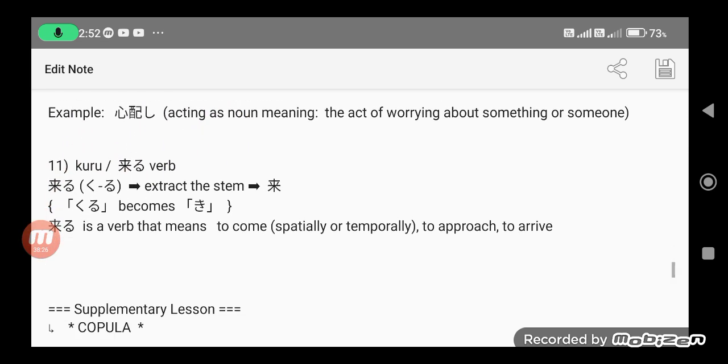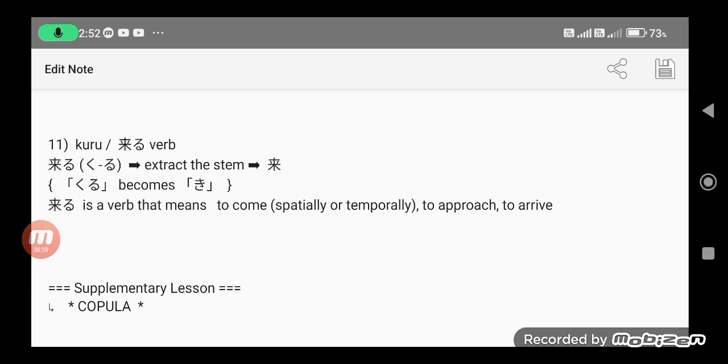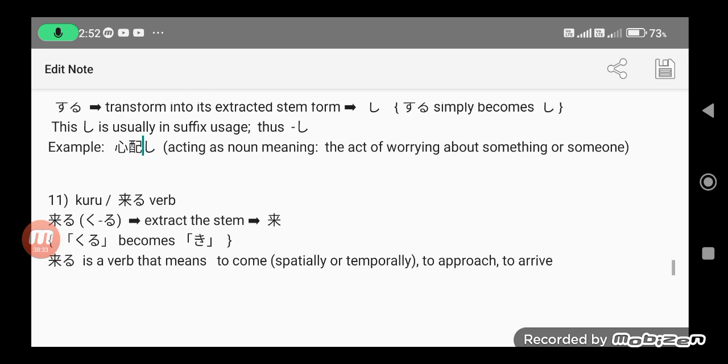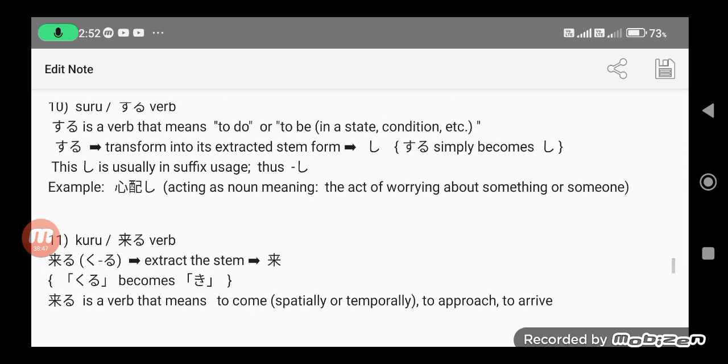So the last one is kuru. Kuru is also a special type of verb. So kuru, when you get the extracted form, it's not kuri. Yes, it's ending in ru, but please bear in mind that like suru, kuru is an exception type of verb, an exception or special type of verb that we cannot apply the rule for ru-sounding godan verbs.